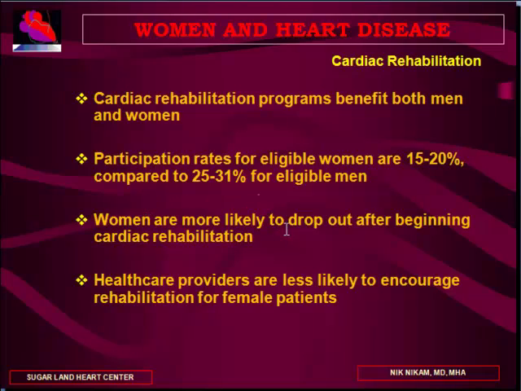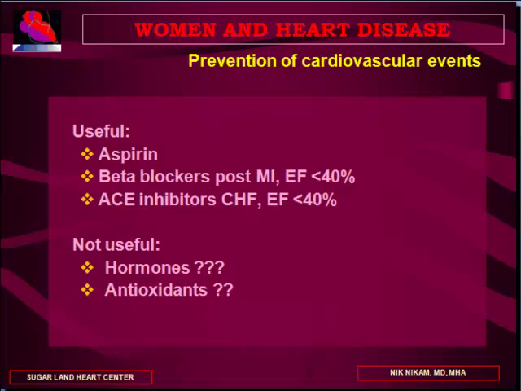Women are less likely to stay in cardiac rehabilitation programs unless the medical professionals underscore the significance of ongoing cardiac risk factor modifications to minimize the risks. Prevention of cardiovascular events, either primary or secondary, is related to other underlying conditions. Aspirin has been found to be useful in reducing the risk of heart attack among men and women. If a person has a history of a heart attack, then use of beta blockers has been shown to reduce the risk of subsequent heart attack or sudden death.